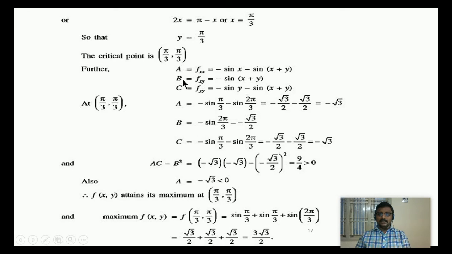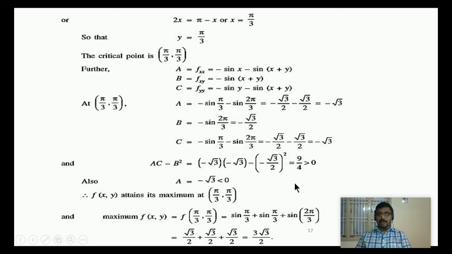Now for these functions, we have to compute the values at the stationary point pi by 3, pi by 3. So the A, B, C values are obtained here. A is negative root 3, B is negative root 3 by 2, and C is negative root 3. Now we have to compute AC minus B square. So computing AC minus B square, we will have 9 by 4.